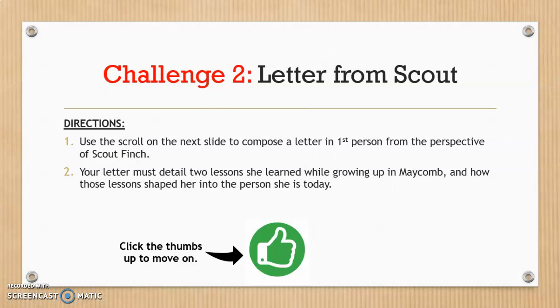This takes us to the instructional slide for the game's second challenge. In this challenge, students are asked to write a letter in the first person from the perspective of Scout on the lessons she learned growing up in Maycomb and how these lessons helped shape her into the adult she is today. This challenge asks students to write from a different perspective while still focusing on the main objectives of demonstrating their understanding of the novel and argumentative skills. Students once again click the green thumb icon to move on.